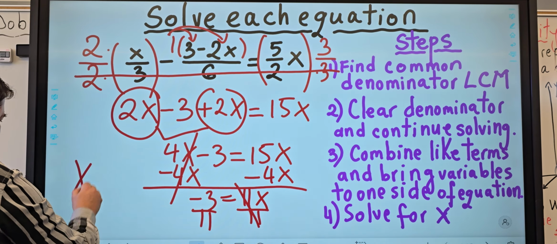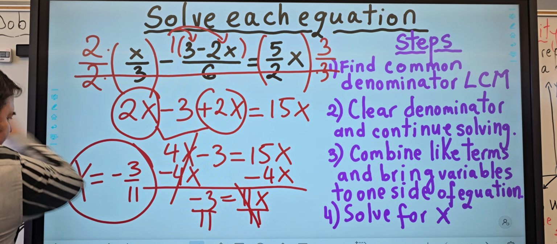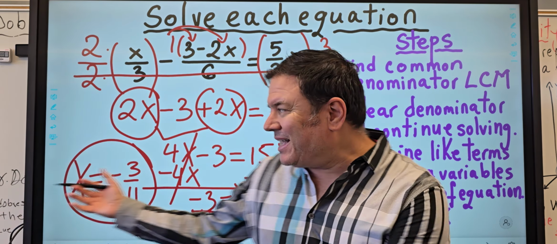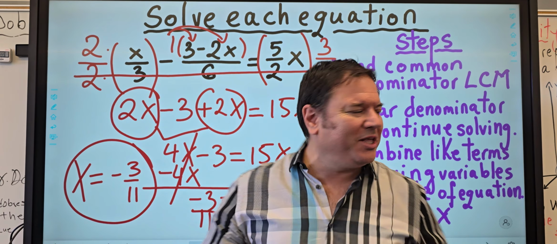So x equals negative 3 over 11. Negative 3 over 11. That's our answer. Okay? Let's take a look at one more example here.